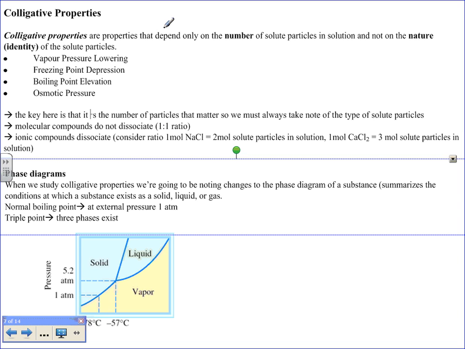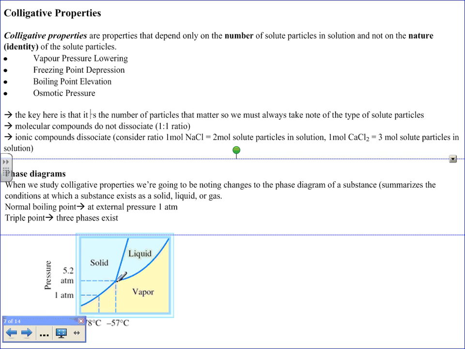Now you'll recall from last year that you studied phase diagrams. They give you the relationship for a particular substance between pressure and temperature, and we can look at the different phases. For a given pressure and temperature, you can identify whether the substance is going to be a solid, liquid, or gas. And you can also identify phase changes and the temperatures and pressures of the phase changes.